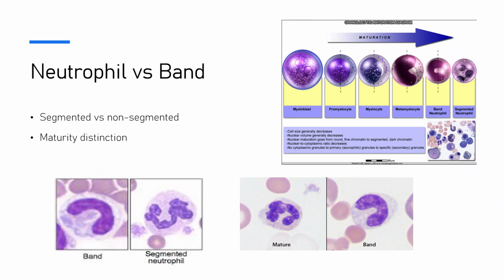From a laboratory perspective, recognizing the difference between bands and segmented neutrophils is important during manual differentials because it can provide clues about the patient's immune response. And when you're looking at smears, remember this quick tip. If the nucleus forms separate lobes, it's segmented. If the nucleus looks like one continuous curved band, it's probably a band neutrophil.